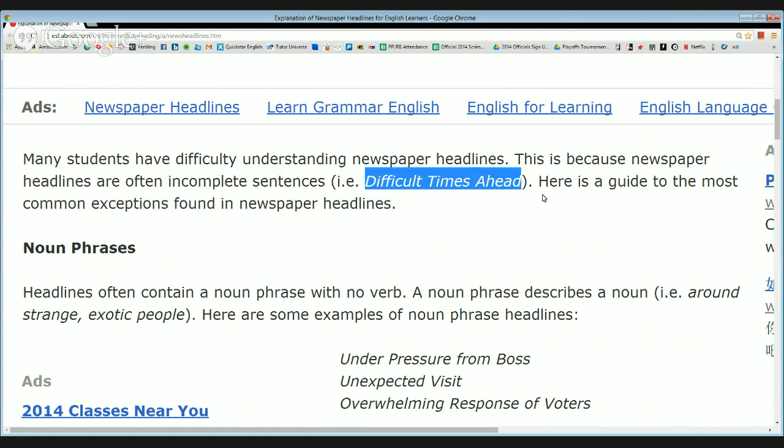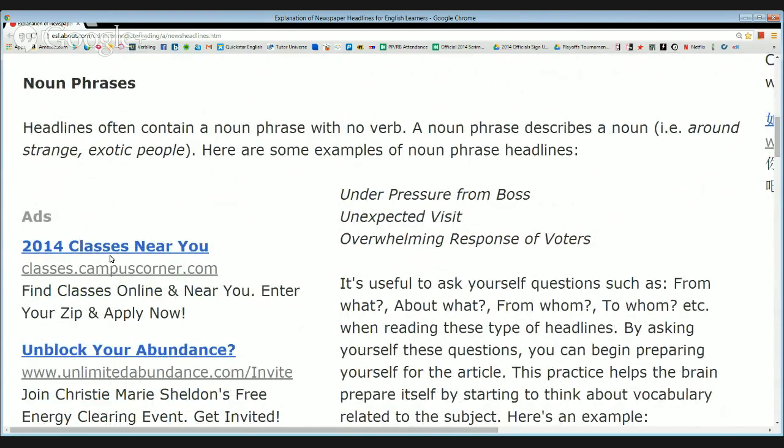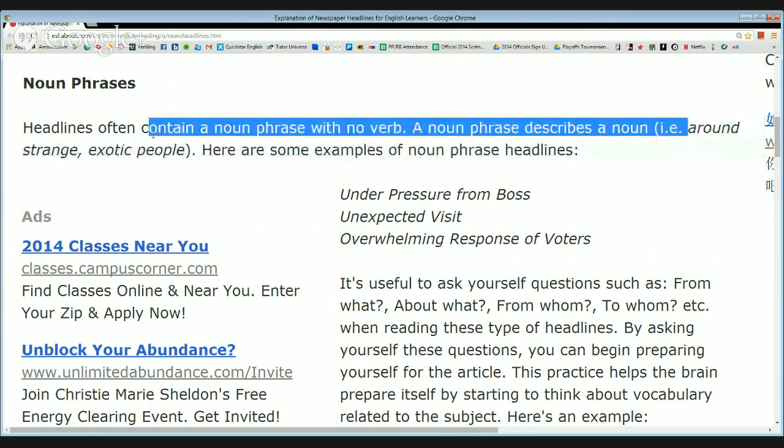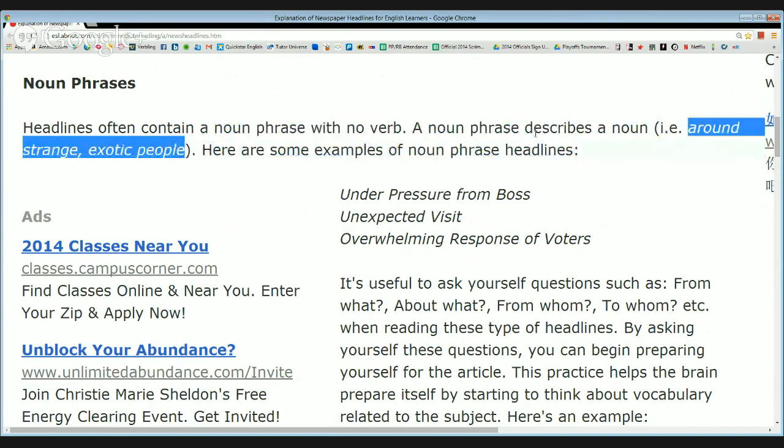All right, so we're going to take a look at a guide to the most common exceptions found in newspaper headlines. The first one is noun phrases. So that just means we have a long string of nouns, one after the other, with no verbs, no articles, no unnecessary words that really just shortens it down. So headlines often contain a noun phrase with no verb. A noun phrase describes a noun. For example, strange, exotic people. So we have some adjectives describing a noun phrase, and that's it.